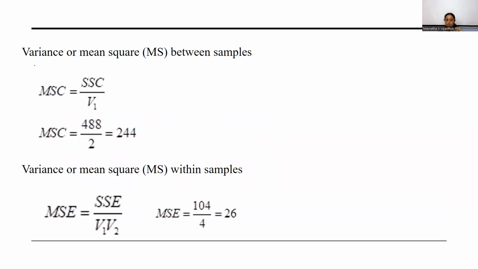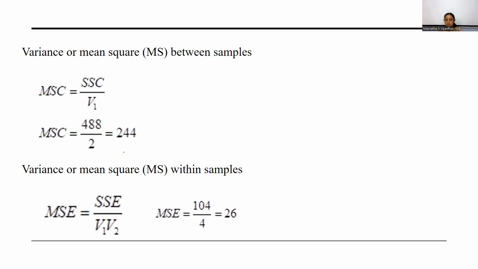After this, we have to find the variance or mean square between samples. So MSC is equal to SSC divided by V1. In the previous steps, we calculated SSC as 488 and V1 as equal to 2. Therefore, the answer will be equal to 244. Similarly, now find the variance or mean square within the sample, and that formula is given as MSC is equal to SSE divided by V1 into V2.